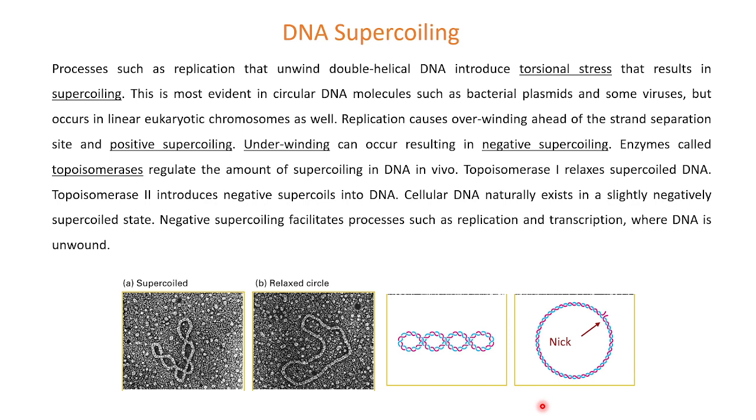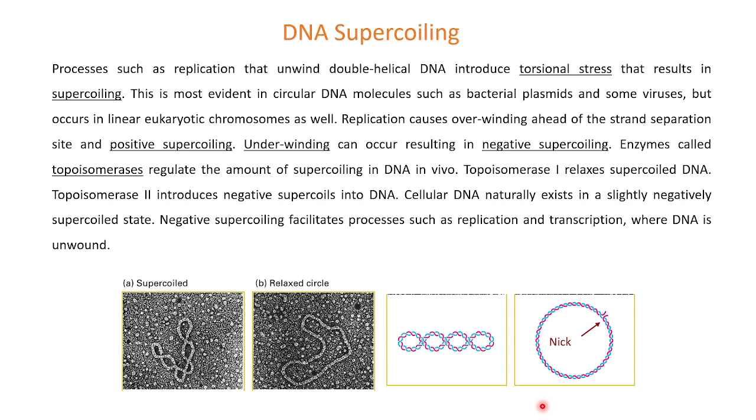So two are basically very important. One is topoisomerase 1, which relaxes your supercoiled DNA, and topoisomerase 2, which introduces negative supercoils inside your DNA. So the cellular DNA naturally exists in a slightly negative supercoiled state, and this negative supercoiling facilitates other processes such as replication and transcription, where your DNA is unbound.